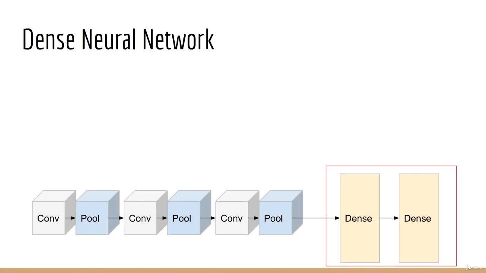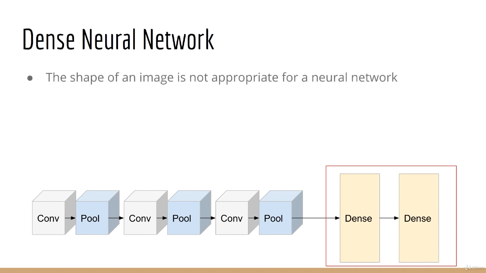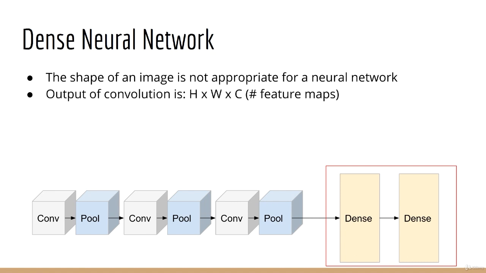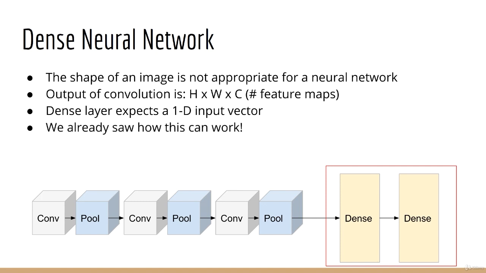The last part of this lecture will focus on the second half of the CNN, which is the feed-forward neural network part. Now there's not much to discuss here, except that we have to consider that the shape of an image is not appropriate for a dense feed-forward neural network. Remember that when an image comes out of a convolution, it's going to be three-dimensional: height by width by number of feature maps. But a feed-forward neural network takes in a feature vector, a one-dimensional object. Luckily, we've already discussed how this works. We can turn a 3D object into a 1D object using the view function in PyTorch.